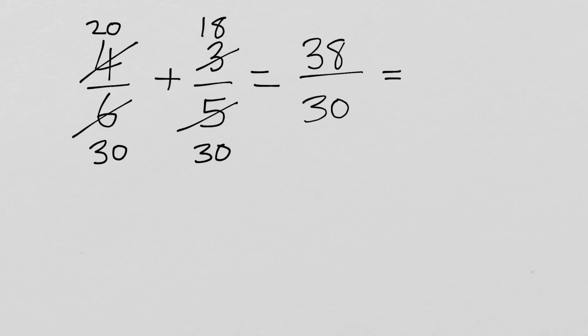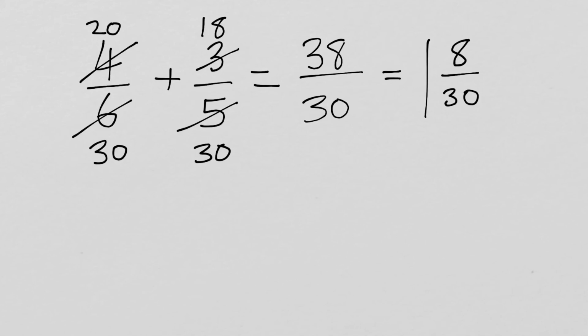Okay, 30 into 38. How many 30s can I get out of 38? 30, 60, no, it's too much. Only one. Can only get 1 30 out of 38. And that leaves me with 8 left over. 8 what? 8 30ths. 1 and 8 30ths.